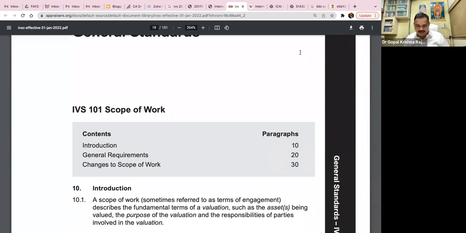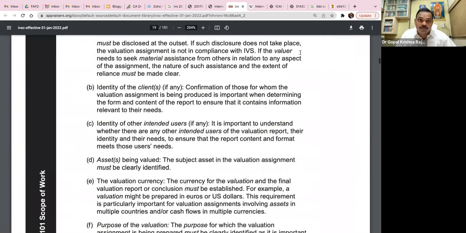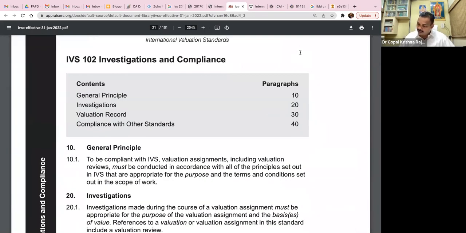Okay. But IVS 102, is there any change in IVS 102? For your information, IVS 102, investigation and compliance, no change. Wow. So, out of your 101 and 102, no change. So, compared with 2020 and 2022, same. Good. Come to 103.